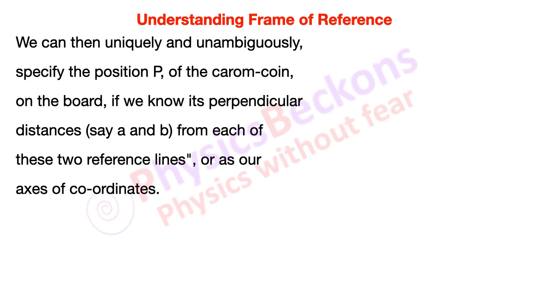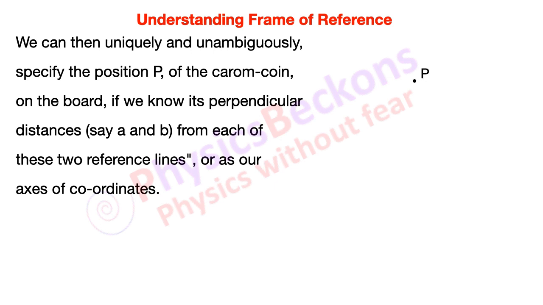We can then uniquely and unambiguously specify the position P of the carom coin on the board if we know its perpendicular distances, say A and B, called coordinates, from each of these two reference lines as our axis of coordinates. This will be clear with the diagram. This is the point or the position of the carom coin.